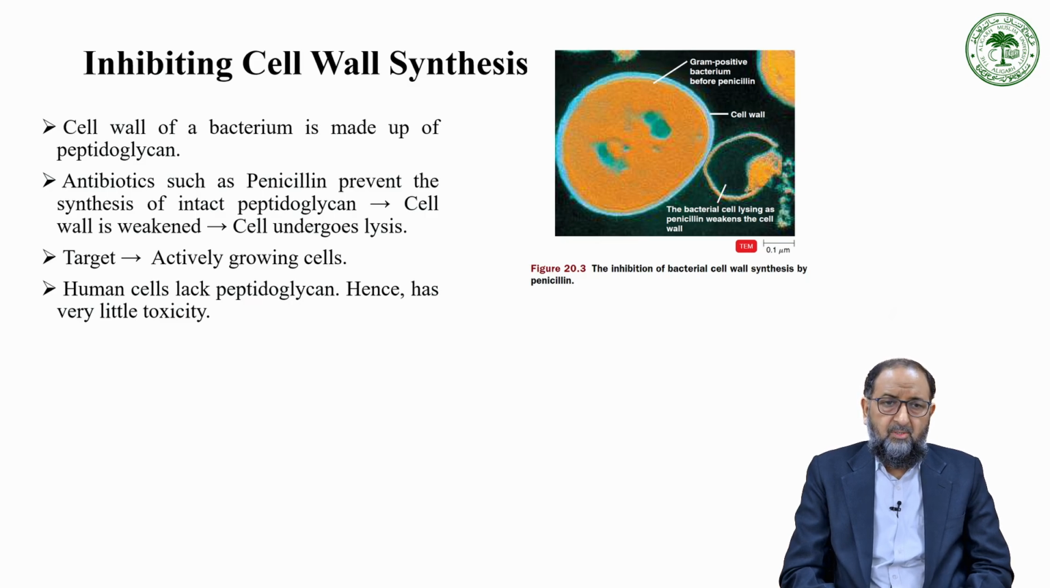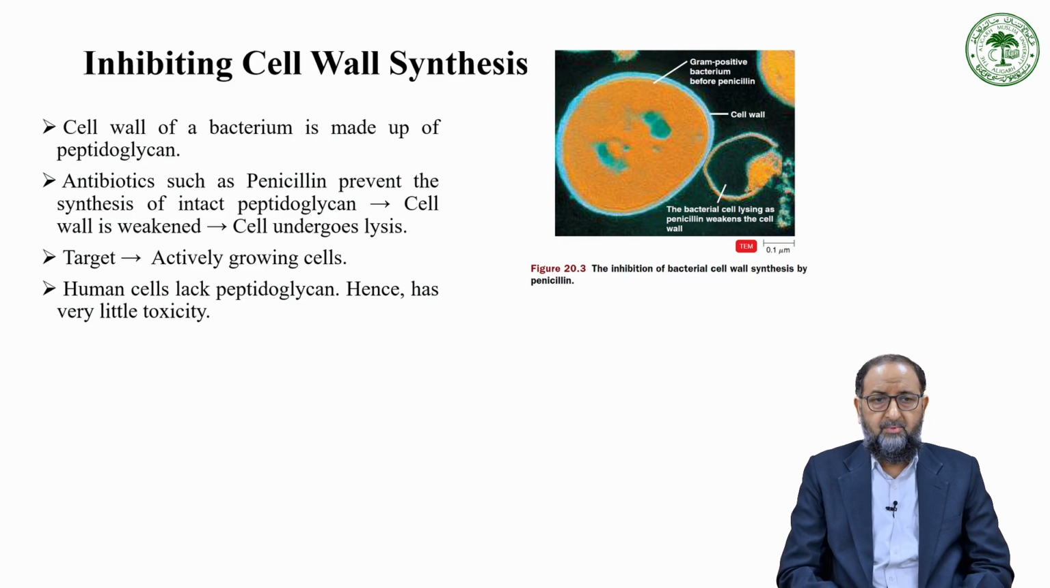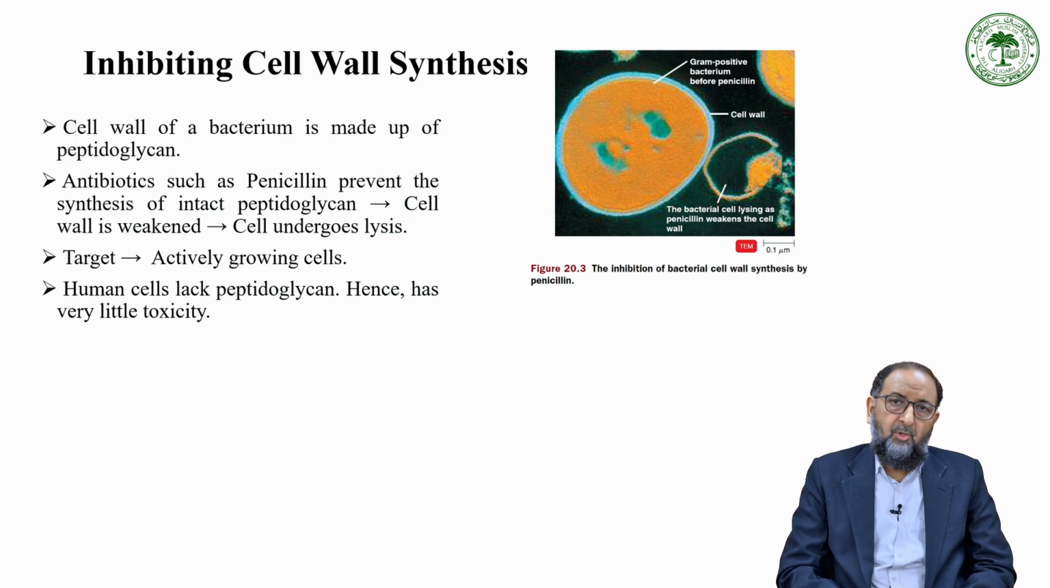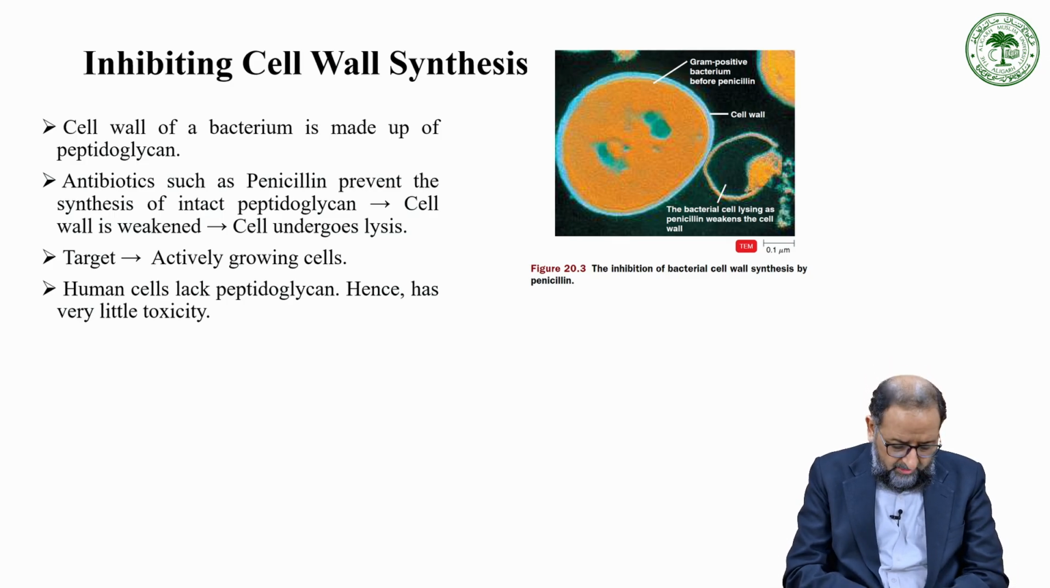So antibiotics such as penicillin prevent the synthesis of intact peptidoglycan, right? The cell wall is weakened because of the breaking of the bonds. The target is the actively growing cell, so the actively growing cells are stopped, right? And human cells lack peptidoglycan, therefore it will not act on the human system. So this is one of the advantages of these antibiotics.